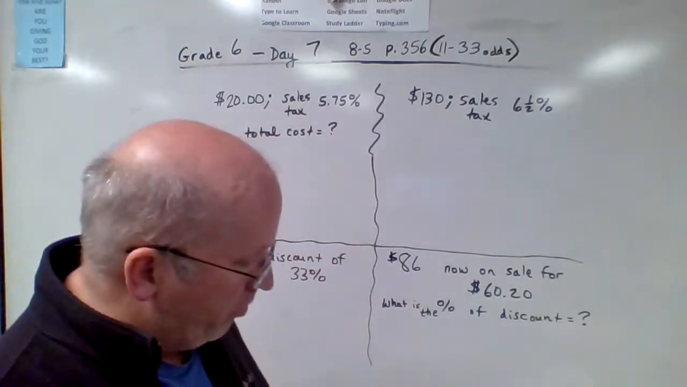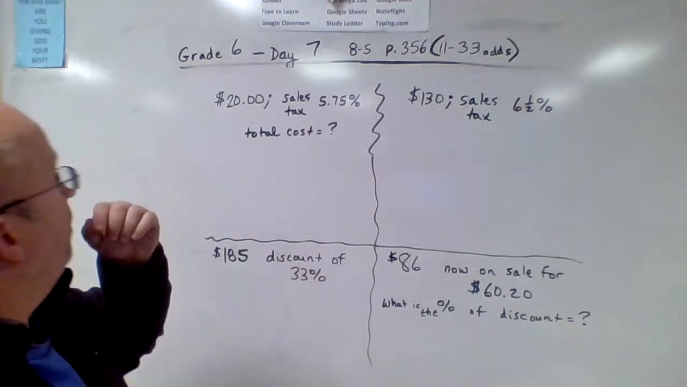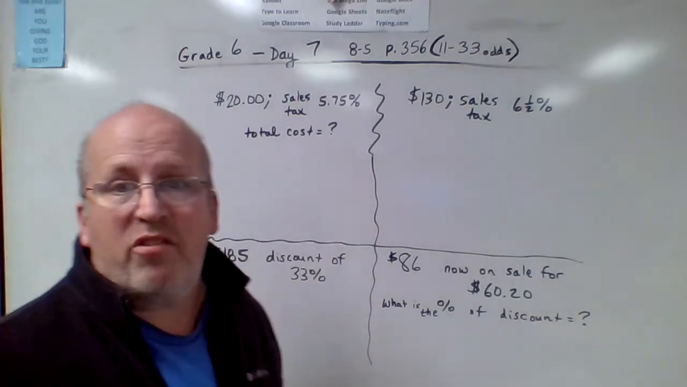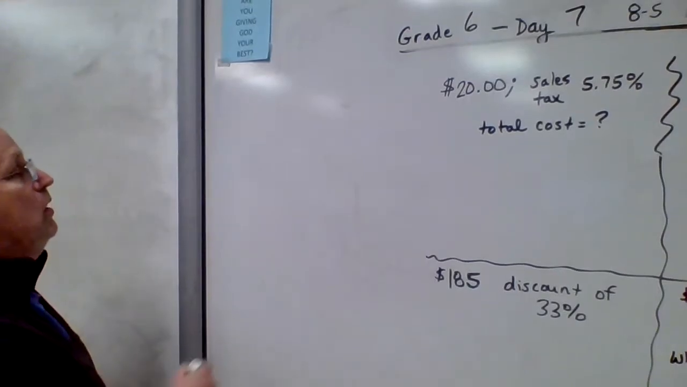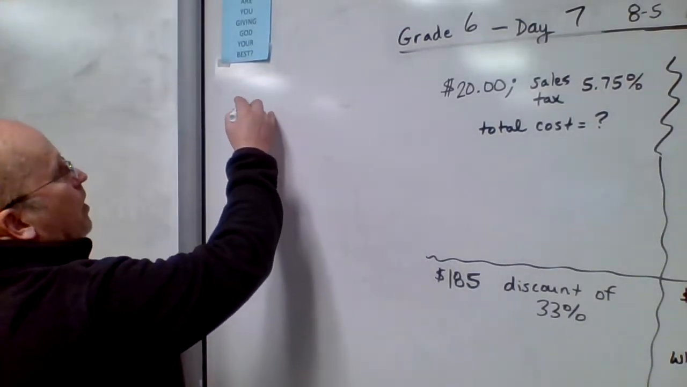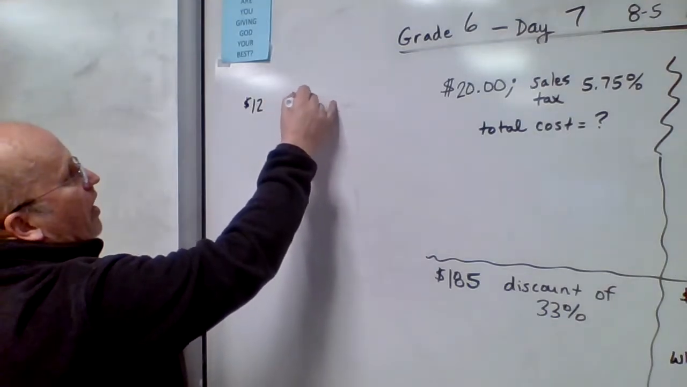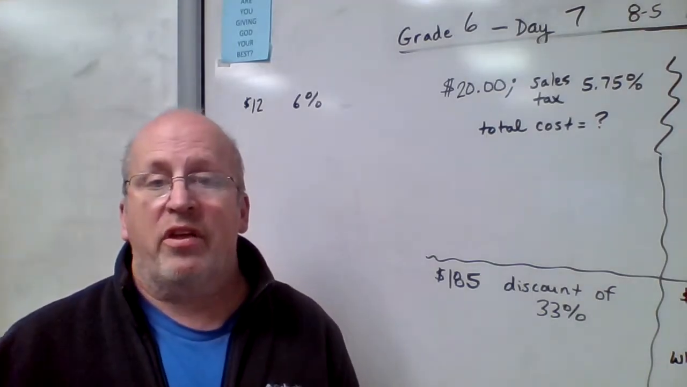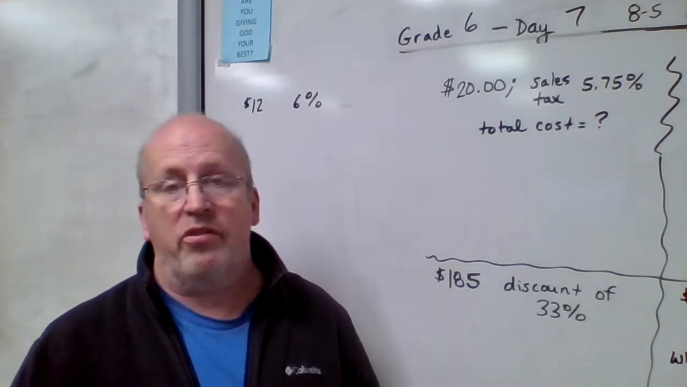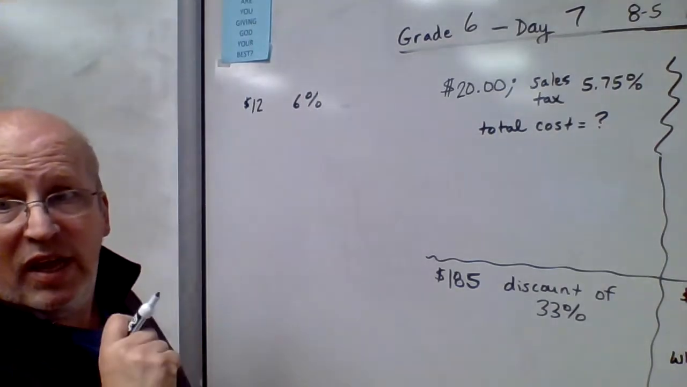We're going to talk about sales tax problems. Here are two examples of them right here. Before we do this one, let's start with an even easier one. Let's imagine that you buy an item that costs $12 and you live in a state that has a 6% tax. Michigan has a 6% tax. So what would the total cost of the item be?